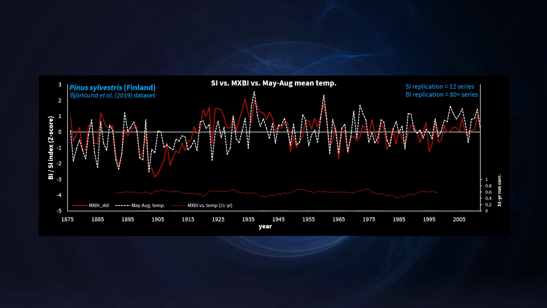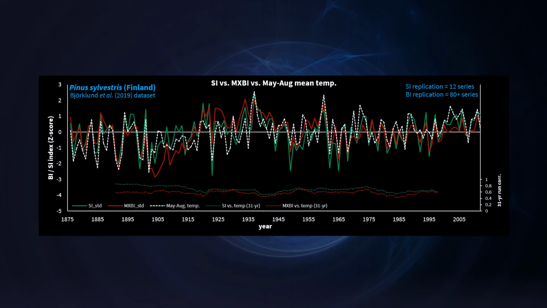So we see variable periods with greater and reduced agreement, and at the same time we can also look at the inter-series correlation, the 31-year running correlation between the blue intensity chronology and the temperature data set, and so we can see how that fluctuates over time. And if we look at the surface intensity chronology based on only 12 series, we can visually see just how well that fits. In this case, clearly there's a bit of an improvement in terms of the fit compared to blue intensity.